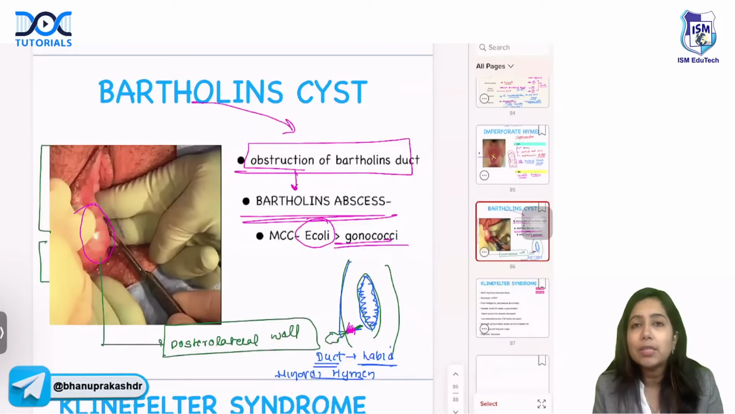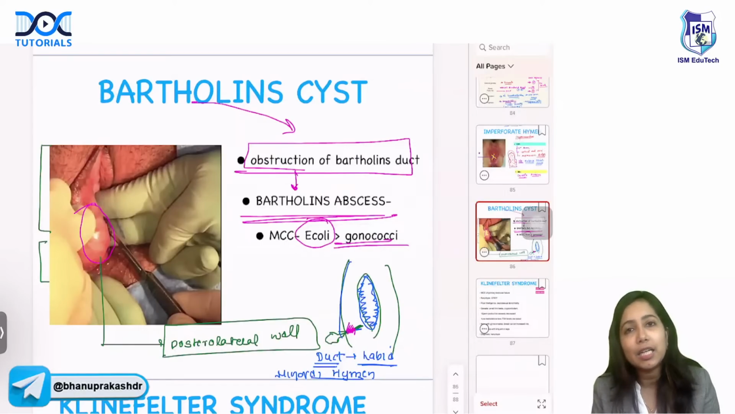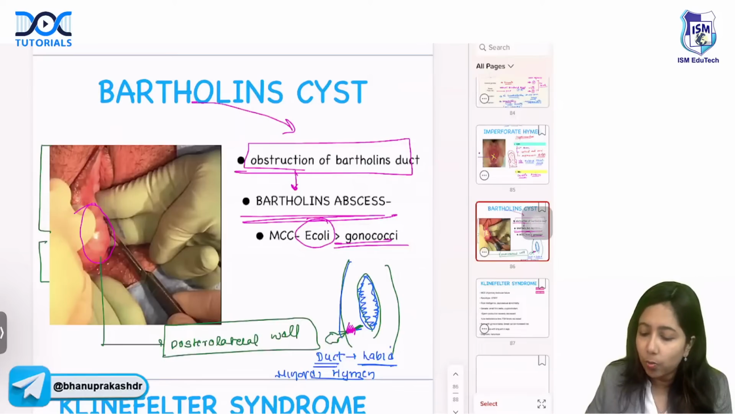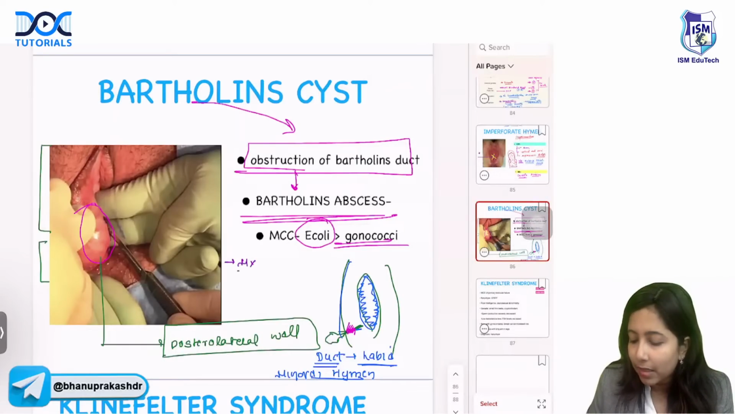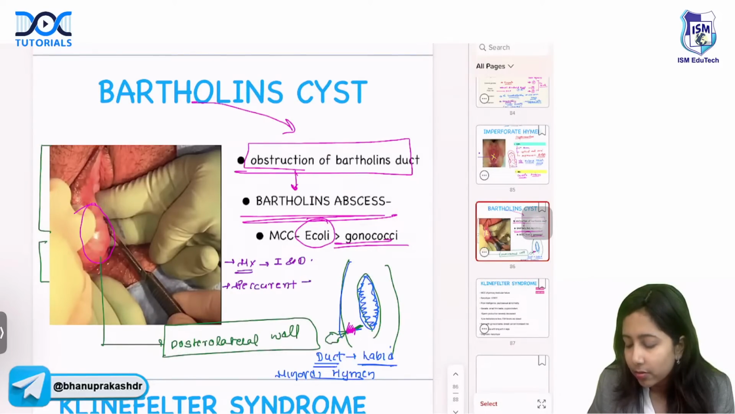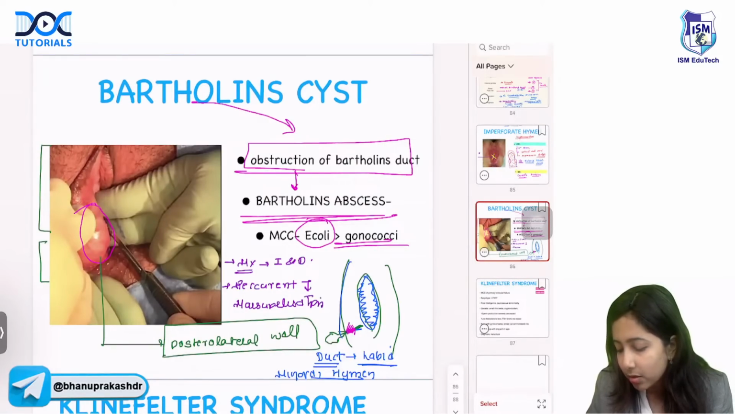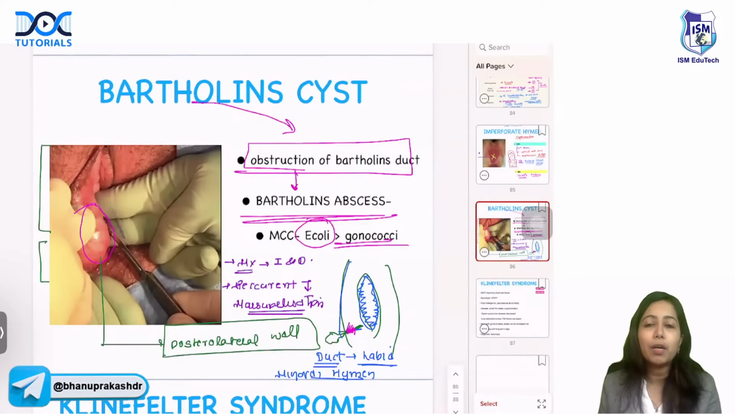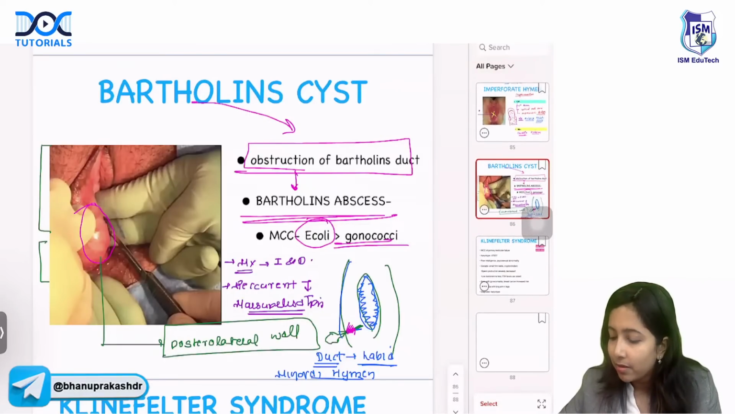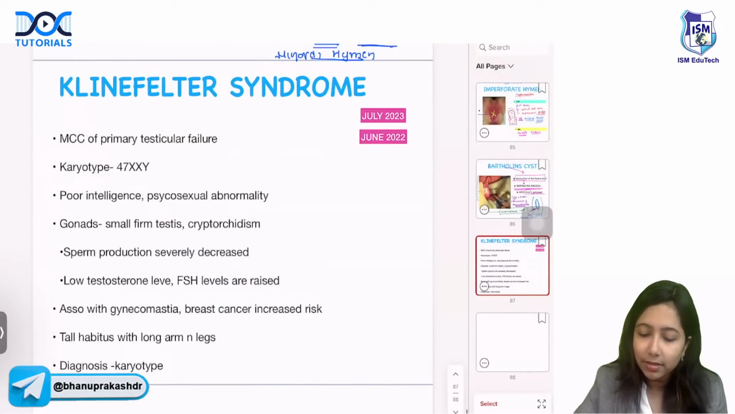If Bartholin's abscess happens, initially we manage it with I and D, incision and drainage. If it is recurrent, we go for a management known as marsupialization. So initially the management is I and D. If it is recurrent, the management is by marsupialization.